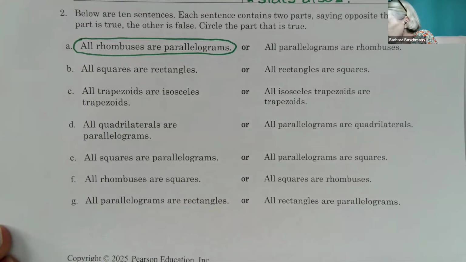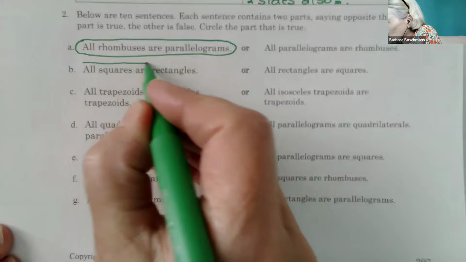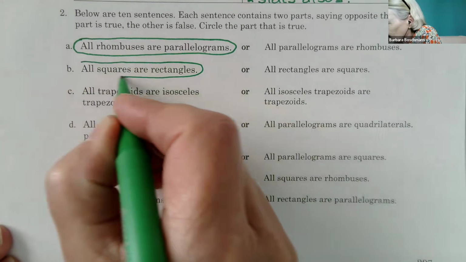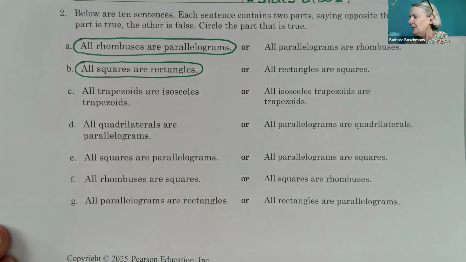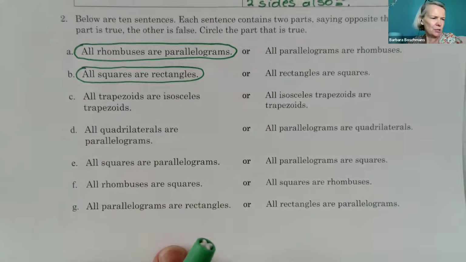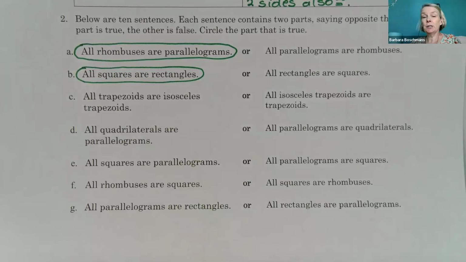All squares are rectangles, or all rectangles are squares. Well, the definition of a square says that it's a rectangle with four congruent sides. All squares are rectangles. So finish all of number 2, and then we'll move to number 3.